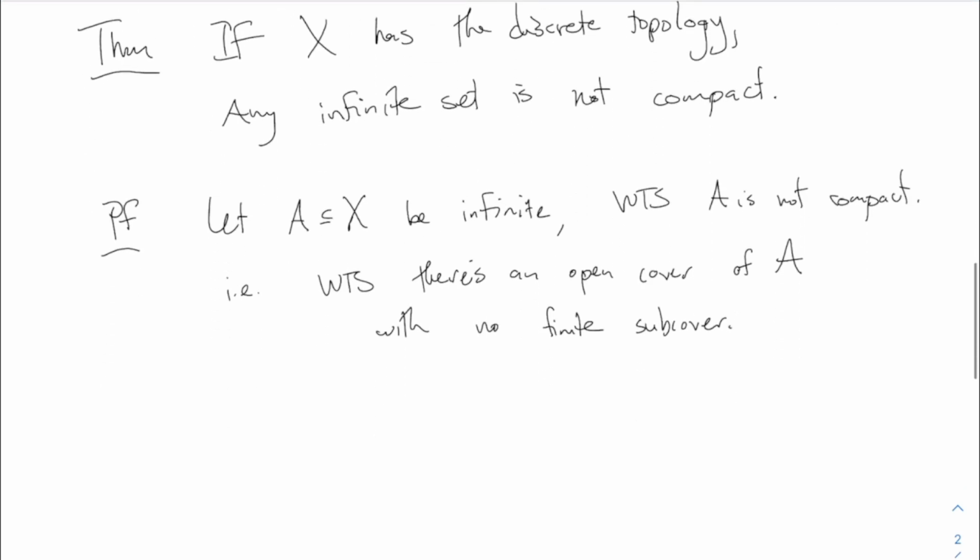So maybe I will try to draw a picture of A as just a bunch of points, infinitely many of them. And we're using the discrete topology, which is why I drew them as if they were kind of separate from one another, because in a discrete topology, none of these points are inside of the neighborhoods of the other ones, right? That's how the discrete topology works. And we want to show that there is an open cover with no finite subcover. So you have to build your open cover from scratch.